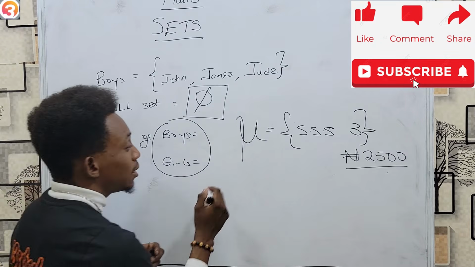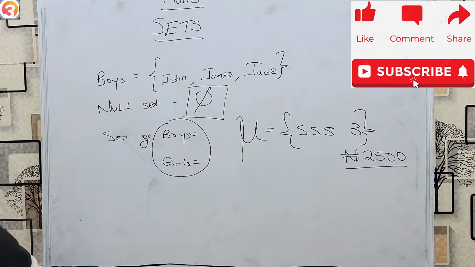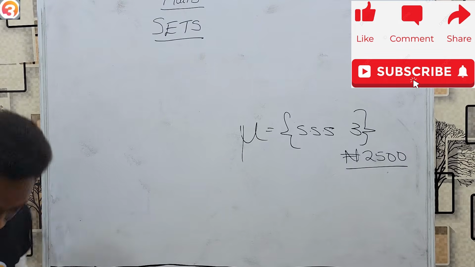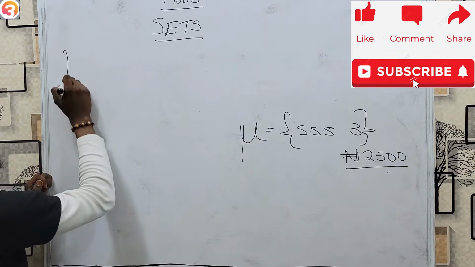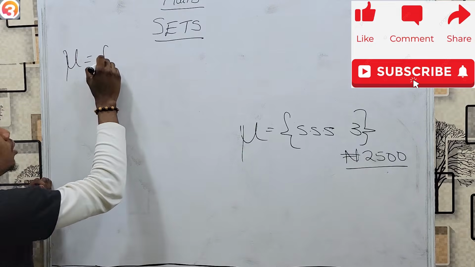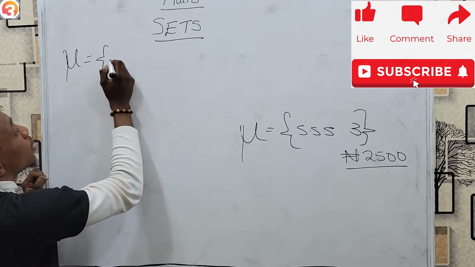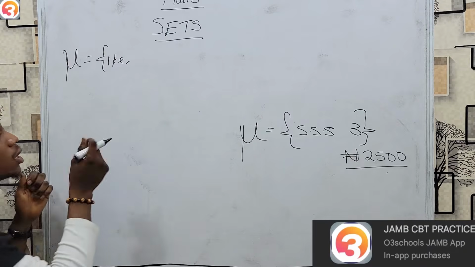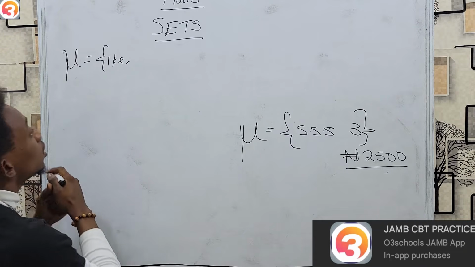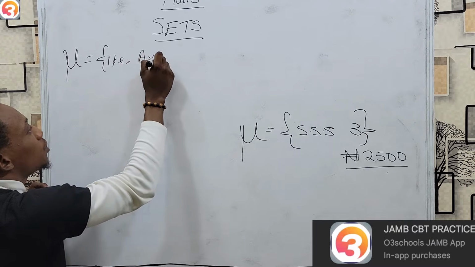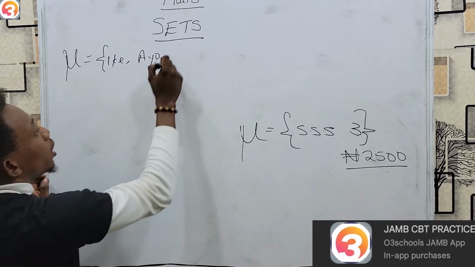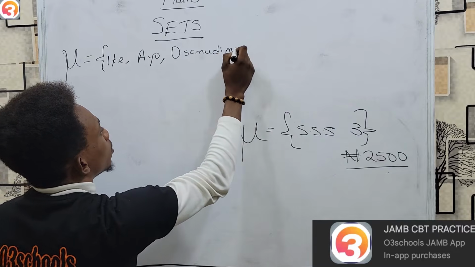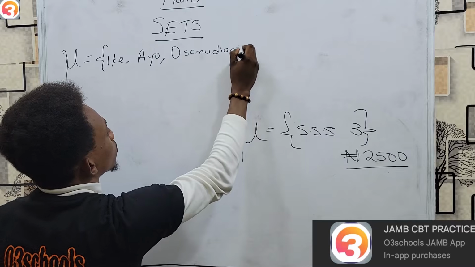Therefore, if within this class I decide to say, for a much cleaner example, let's try to put names for these people. And so, if I say my universal set is a set of people in SS3, I'm going to put their names now. I'll start with, let's say, Ike. I have obviously an Igbo boy named Ike. Let's say a Yoruba boy named Ayo. A Benin boy named Osamudiamen.